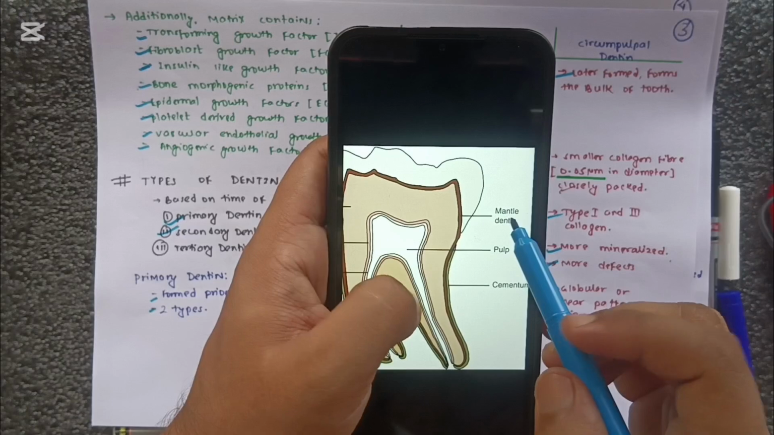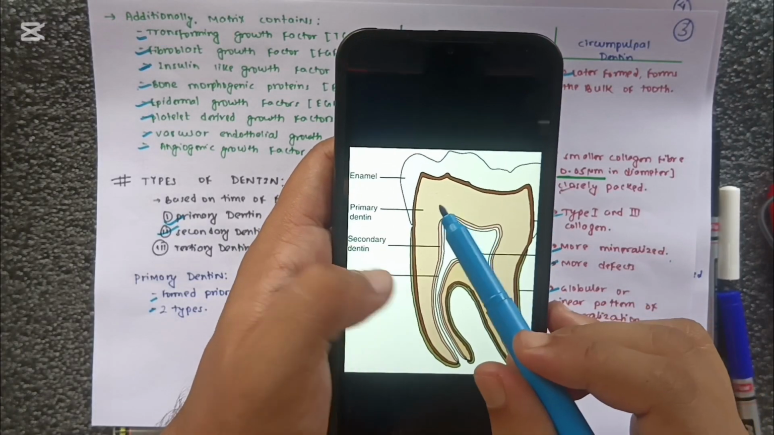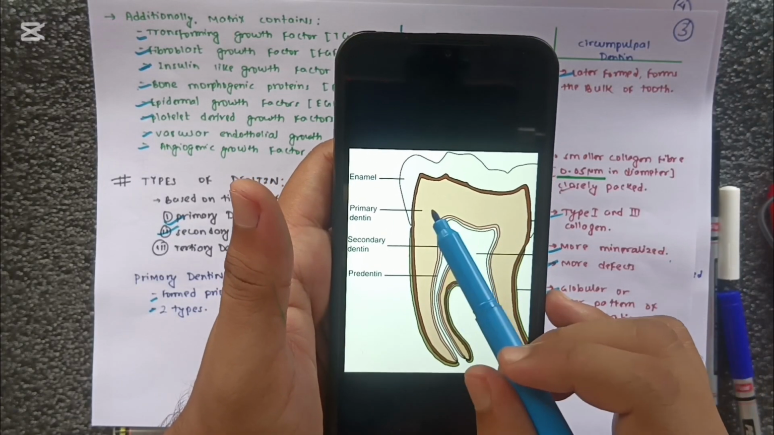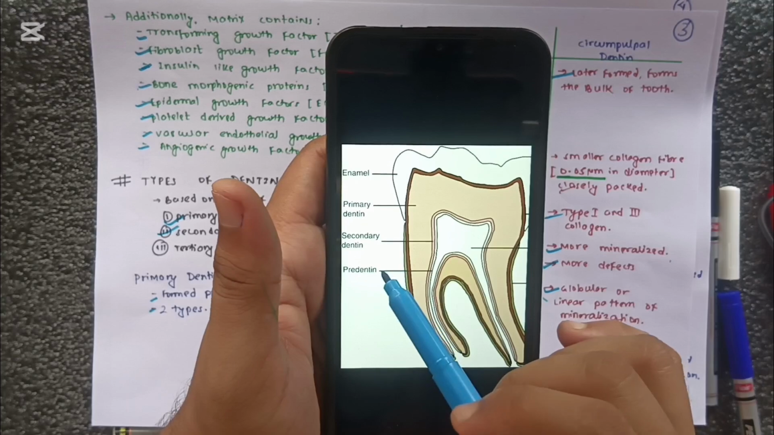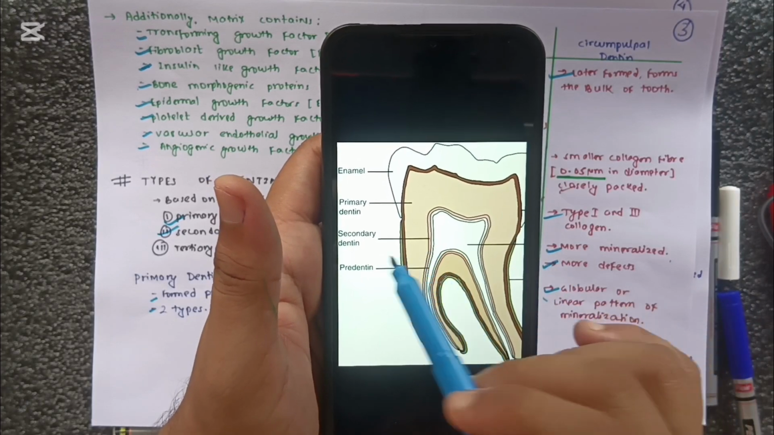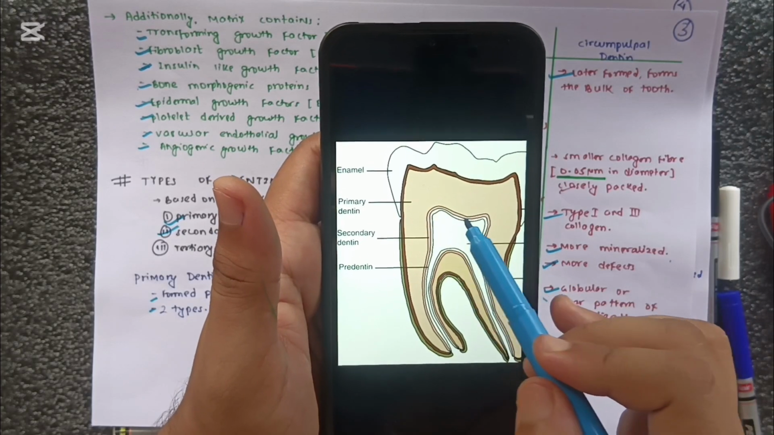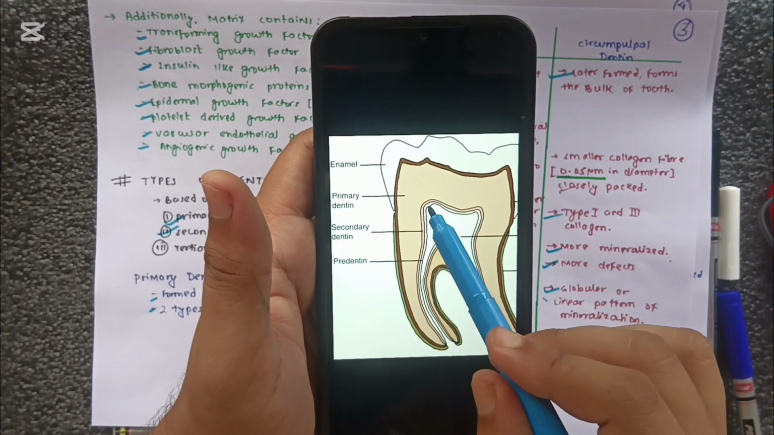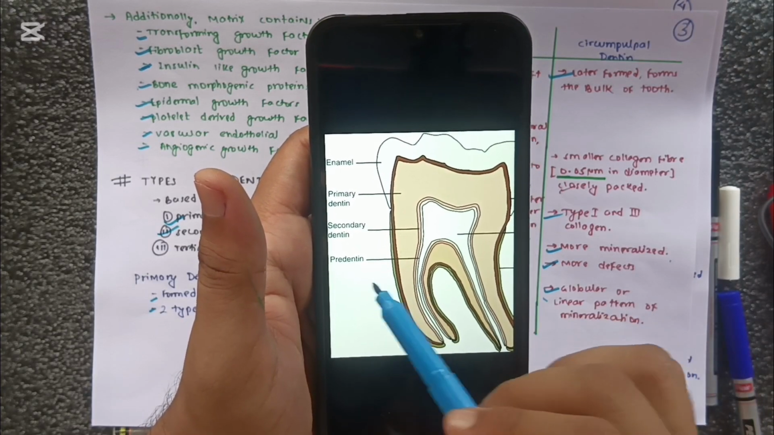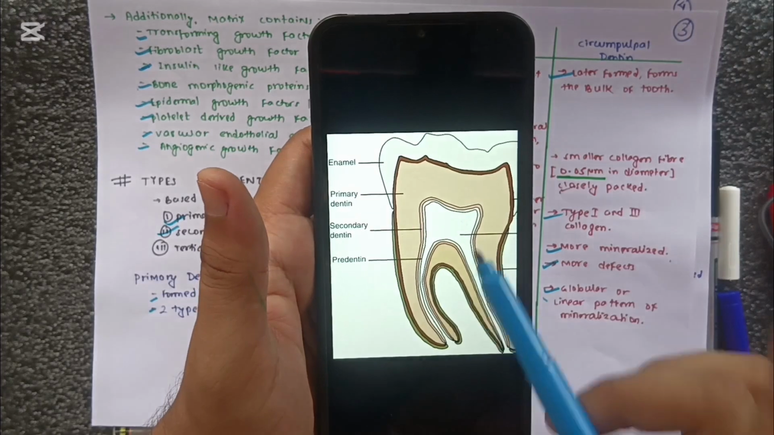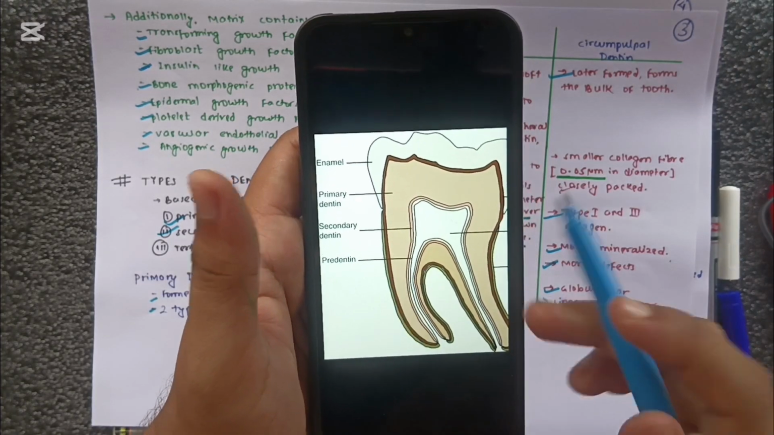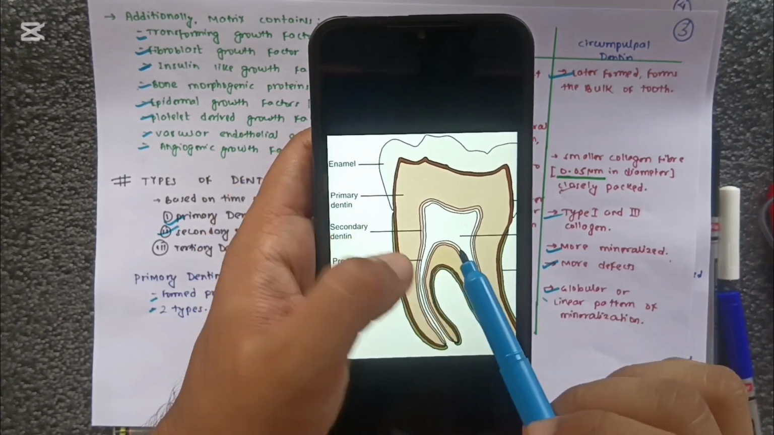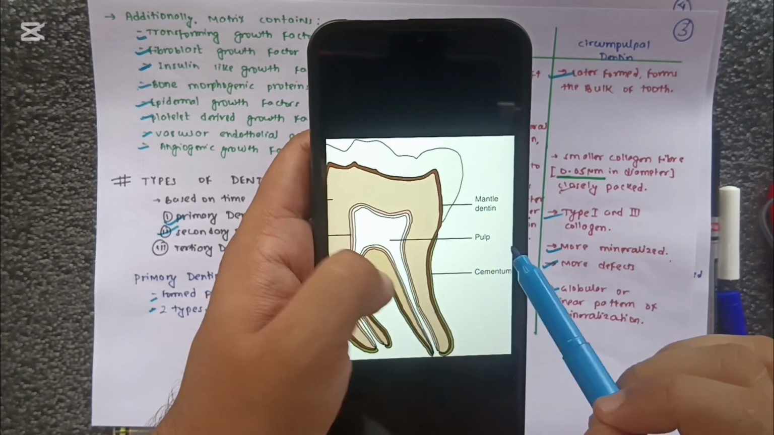So this is the mantle dentin, and beneath that, this light brown color is the primary dentin, and beneath that there is the secondary dentin, which is a slightly pink color, and beneath that there is a white color, which is the predentin. I will be discussing this predentin too. This is very important. You should know the difference between predentin, secondary dentin, and primary dentin.